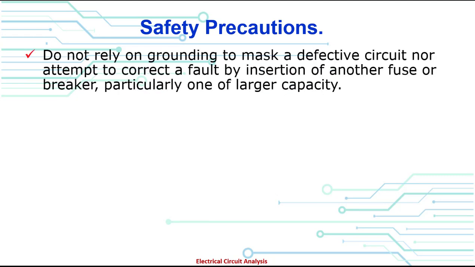Do not rely on grounding to mask a defective circuit, nor attempt to correct a fault by insertion of another fuse or breaker, particularly one of larger capacity. So if the circuit is not functioning properly and the fuse is blowing or the breaker is tripping, do not replace the breaker with higher ratings because there's a fault in the circuit. Till the fault is removed, the circuit is not safe to work upon.